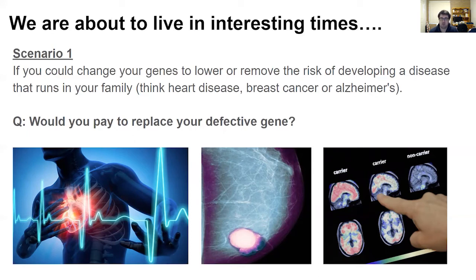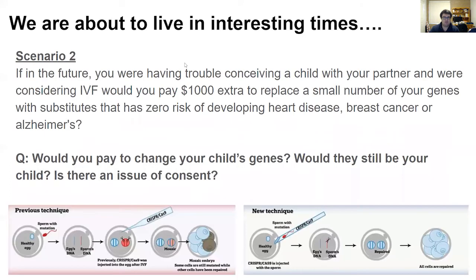Yeah, I think many people would probably consider paying for that. What about if you were planning a family? You and your partner are having trouble conceiving a child, so you decide to go get IVF. It costs about $10,000 an attempt at the moment.